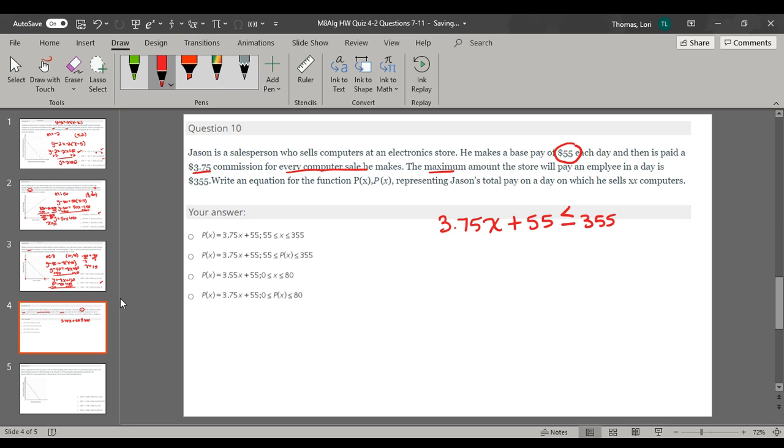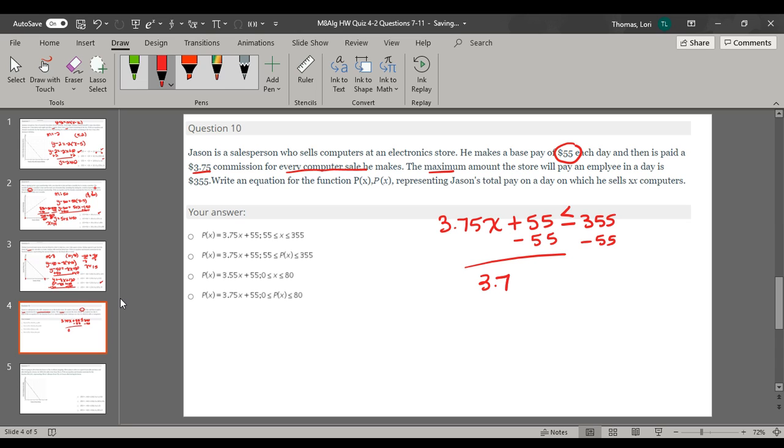So here is the equation. And so we want to restrict the domain. We want to know what is the least number of sales he can make up to the most. We know that just by showing up and making 0 sales, that is part of the domain. So that's going to be 0. And now we need to solve for x. So I'm going to subtract out 55.